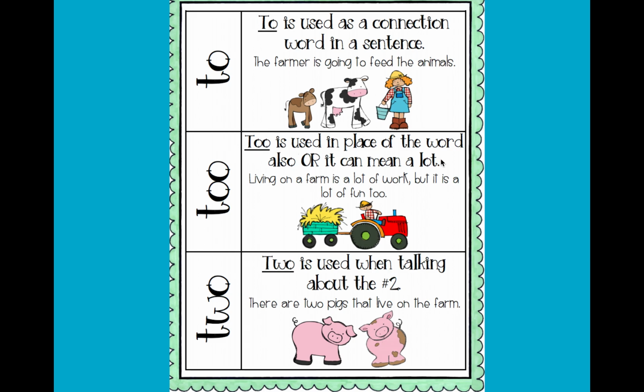Too is used in place of the word also. It can mean a lot. So the words also and a lot are synonyms. They're cousins, or primos, of the word to, with 1 O. Too. Living on a farm is a lot of work, but it is a lot of fun too. So whenever we have to decide which to to use, if it's spelled with 2 O's, it's referring to the word also and a lot. You plug it in.